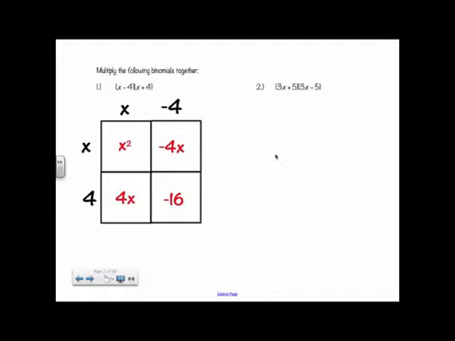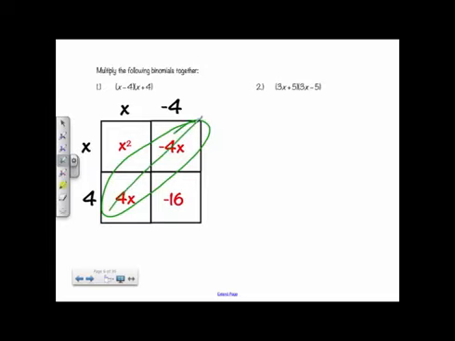So if you notice in the box, you end up getting x squared minus 4x plus a positive 4x minus 16. And if you were to combine these like terms right here, they actually end up canceling each other out. So these are gone, and you end up getting x squared minus 16.